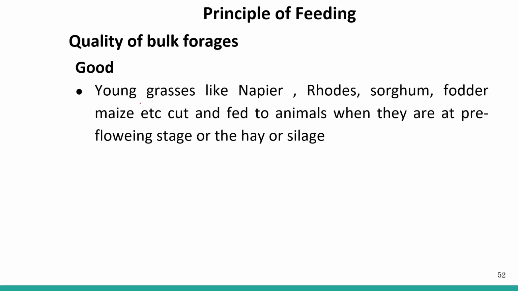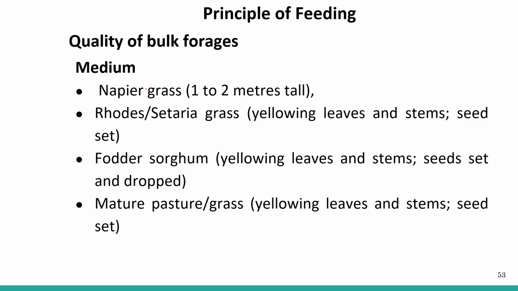Okay, so young grass like napier, rhodes, sorghum, fodder maize, etc., cut and fed to the animals. They are at pre-flowering stage, or hay or silage. So this is very important. They are the good quality supplementary forage.